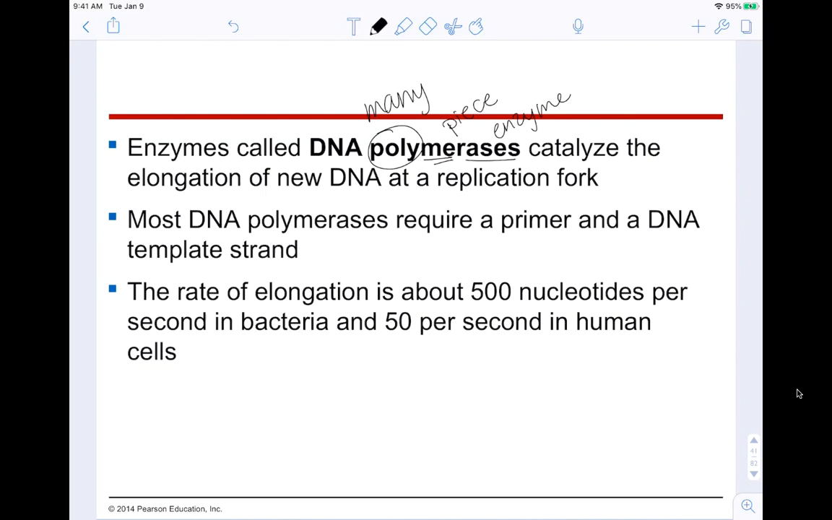Okay. So enzymes called DNA polymerases catalyze the elongation of new DNA at a replication fork. Most DNA polymerases require a primer and a DNA template strand. The rate of elongation is about 500 nucleotides per second in a bacteria and about 50 per second in a human.